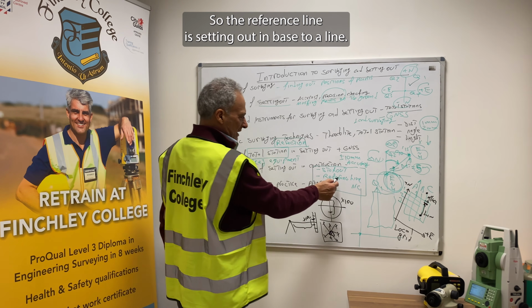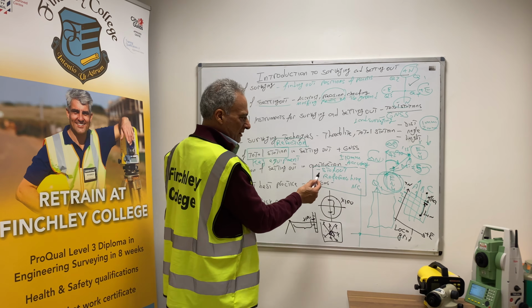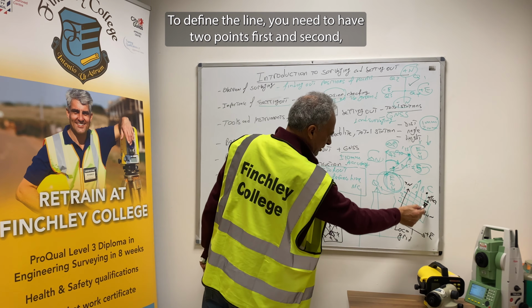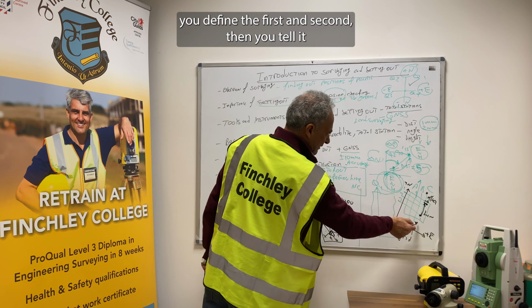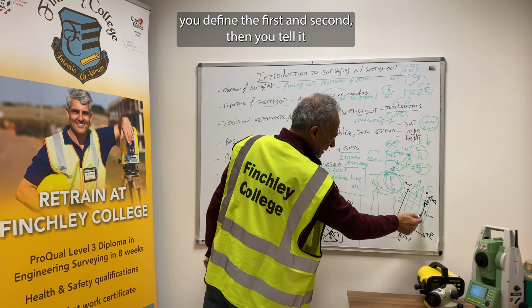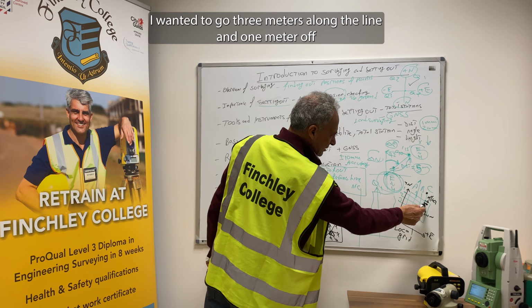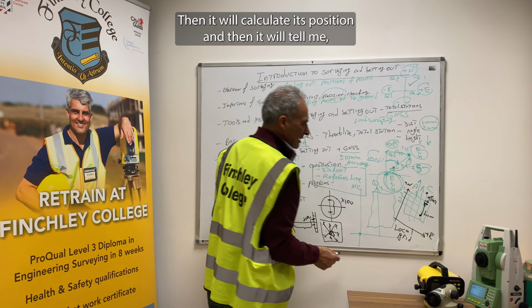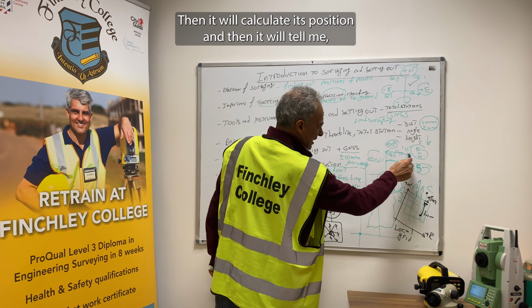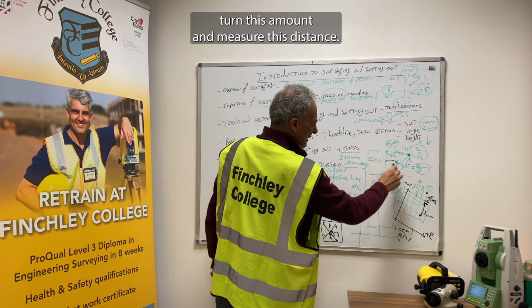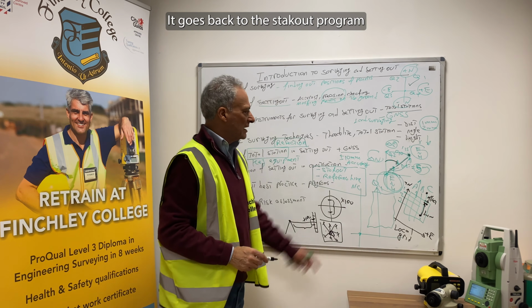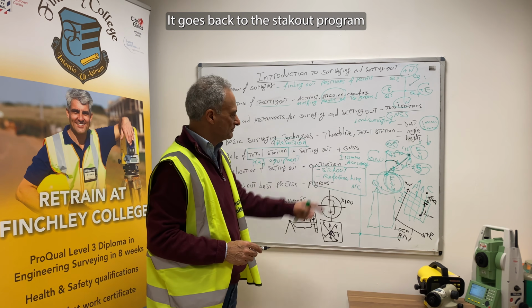So the reference line is setting out in base to a line. To define the line, you need to have 2 points, first and second. You define the first and second, then you tell the instrument, I want to go 3 meters along the line and 1 meter off the line. It will calculate this position and then it will tell me, turn this amount and measure this distance. It goes back to the stakeout program.